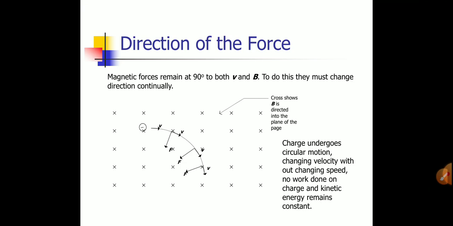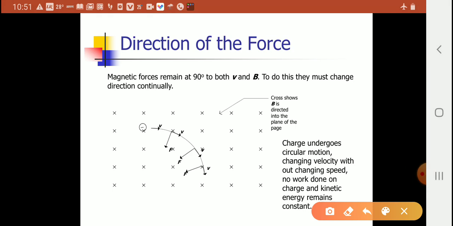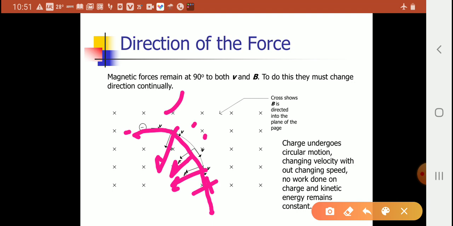Direction of the force. The magnetic force remains at a 90 degree angle to both V and B. To do this, it must change direction continuously. So here, this is the positive and this is the negative charge. We apply force F. The cross means that B is directed into the plane of the page.